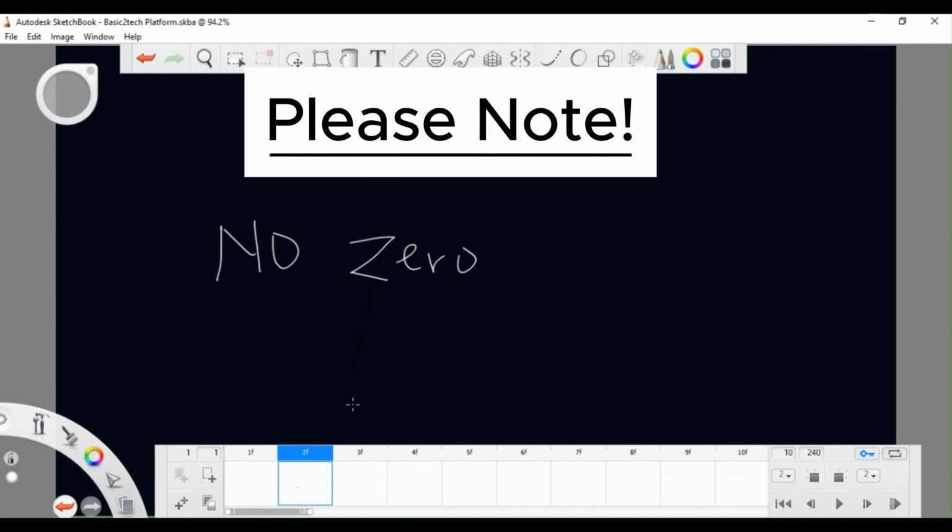Before we move on to the rules for writing Roman numerals, I want you to note that the number 0 was not featured by the Romans simply because they had no use for it. So we have no 0 in Roman numerals.